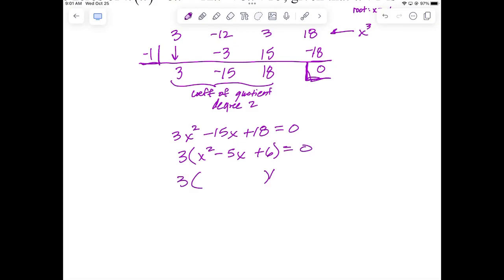So I can double bubble what's left here. And because it's a 1x squared, it's got to be an x and an x. And now I'm just looking for factors of +6 that add up to -5. Is it the old 6-1 combo or is it the 3-2 combo?